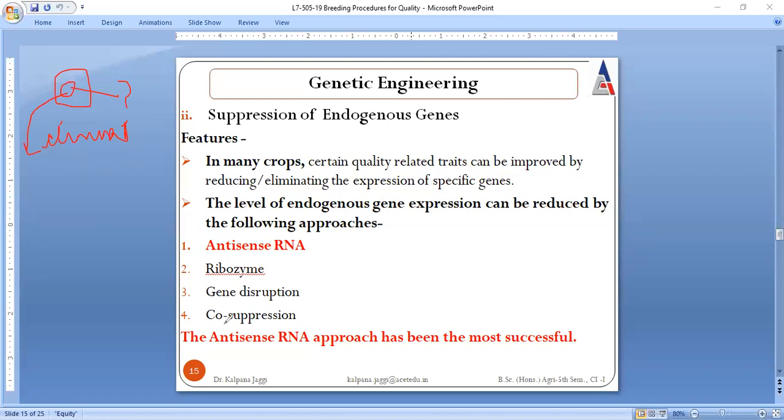There are basically four methodologies by which this endogenous gene expression level can be reduced. These approaches are, first, the antisense RNA, then the ribozyme, gene disruption, and co-suppression. But out of these four approaches, the one that is very successful is the antisense RNA approach. By going for this approach, we can very appropriately suppress the endogenous genes.